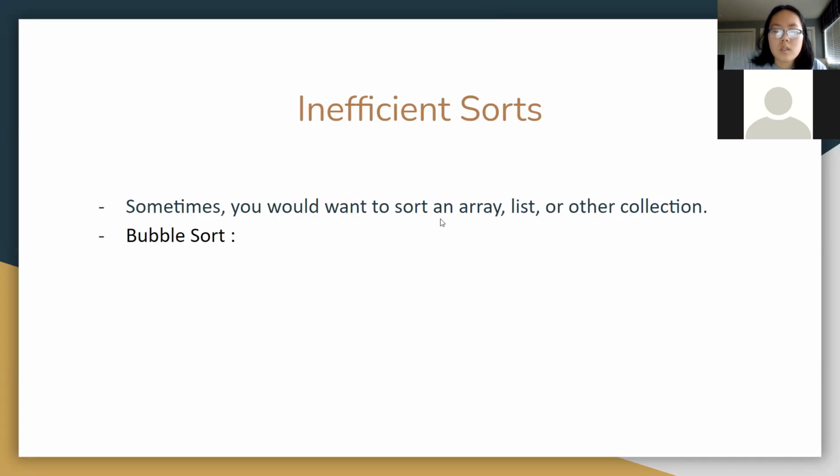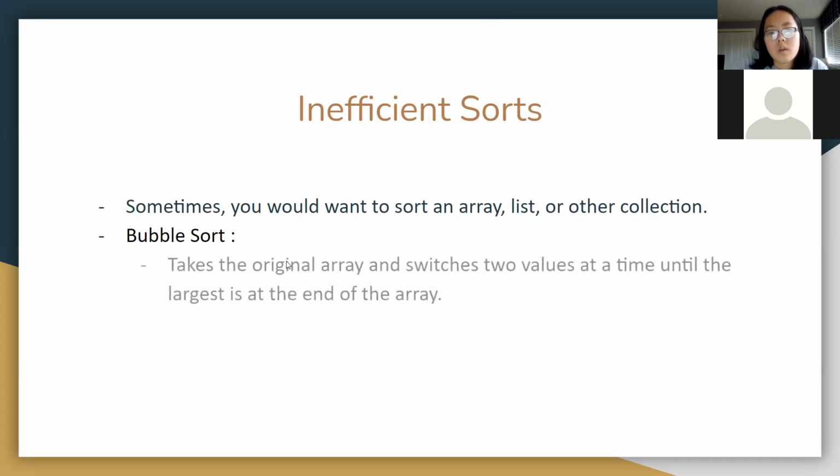The first sort that we're going to learn about is called bubble sort. Essentially, it takes the original array and switches 2 values at a time until the largest is at the end of the array. It compares the first 2 values, sees which one is larger, and if the larger one is at the beginning, it swaps the 2. Then it moves on to the next 2 values, compares those, and if they're not in order, we switch them, and continuously switch them until the largest one is at the end of the array.